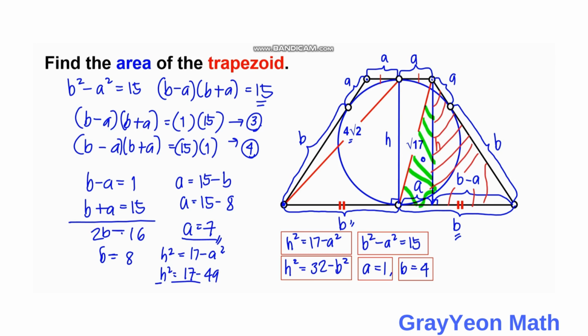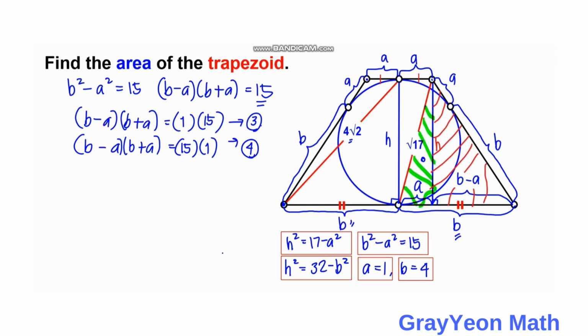And same if you use b for h square. So h square is equal to 32 minus b square, which is 64. So it will give you a negative again. So if it gives you a negative, this is invalid. So a is 7 and b is 8 is invalid.